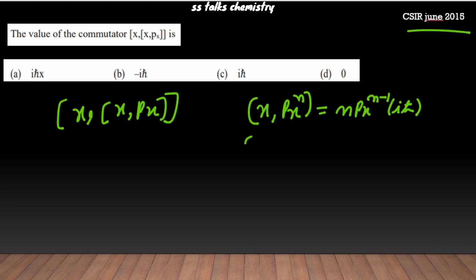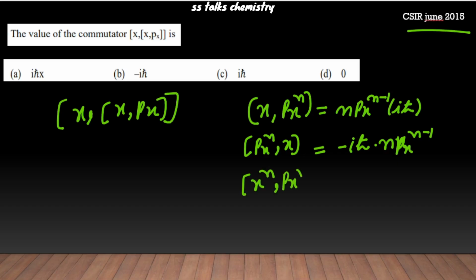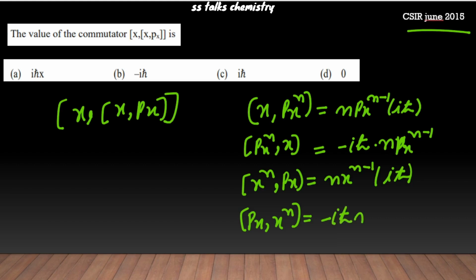Similarly, if it is px raised to the power of n and then x you are having, it is minus iota h cut into n x px raised to the power of n minus 1 of it. Okay, if it is x raised to the power of n and px, the value is n x raised to the power of n minus 1 into iota h cut of it. Similarly, if it is px and then x raised to the power of n, we get minus iota h cut into n x raised to the power of n minus 1. So if px is in the front, these terms become minus iota h cut.